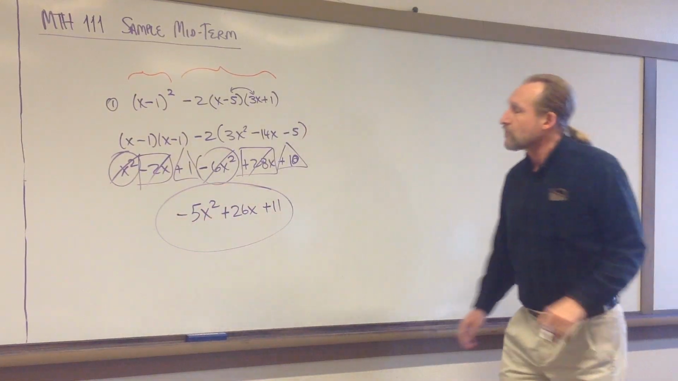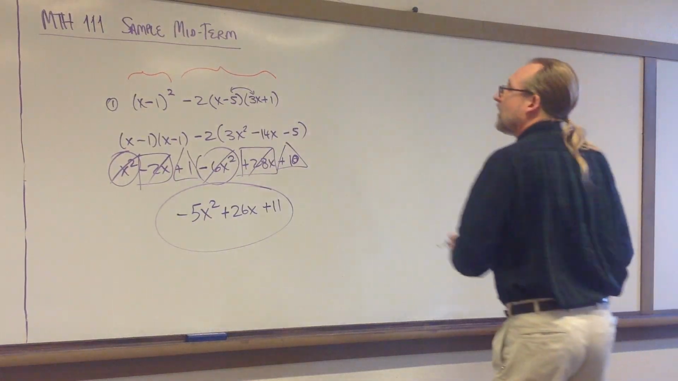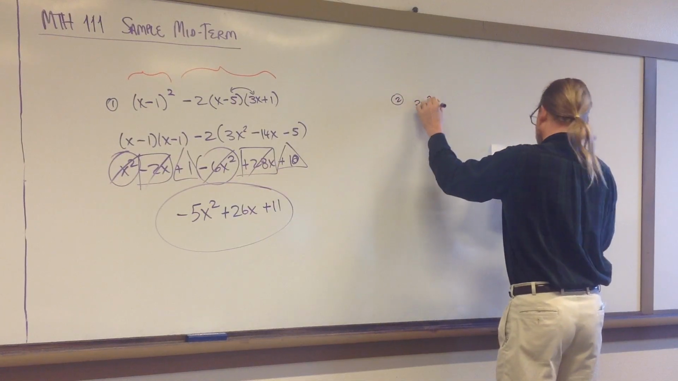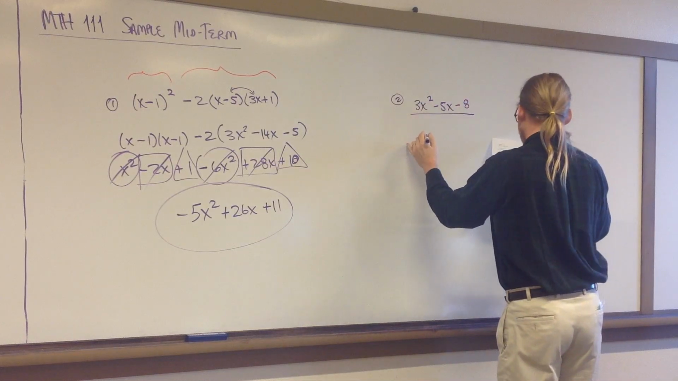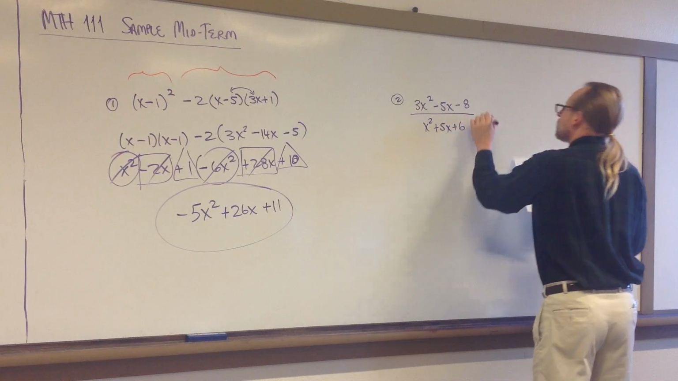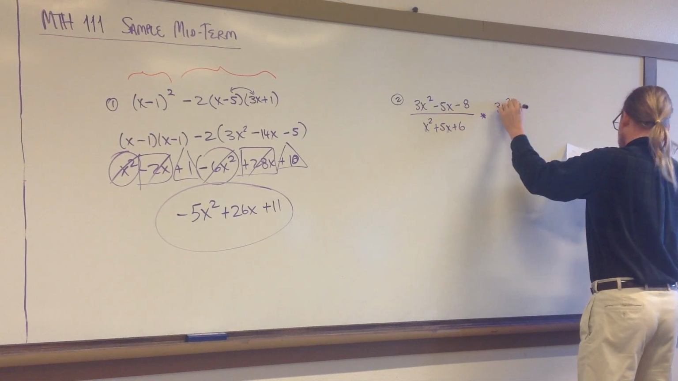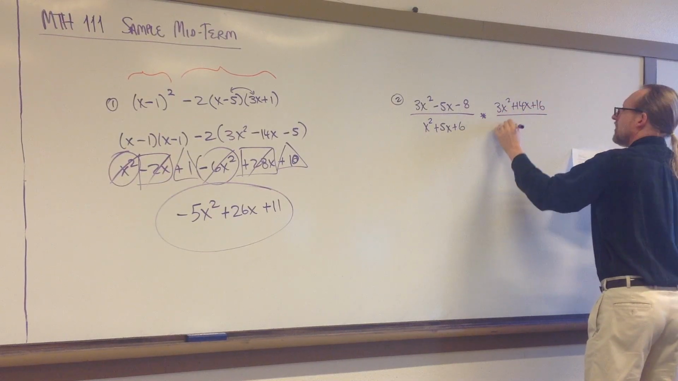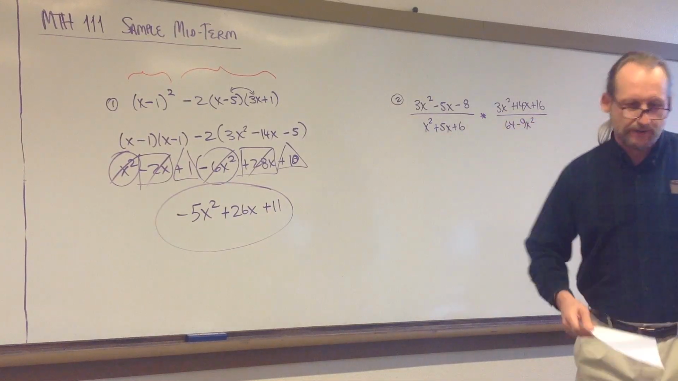And there we go. That's the answer. Problem 2 is all about factoring and canceling. So let's see here. 3x squared minus 5x minus 8, over x squared plus 5x plus 6, times 3x squared plus 14x plus 16, over 64 minus 9x squared.